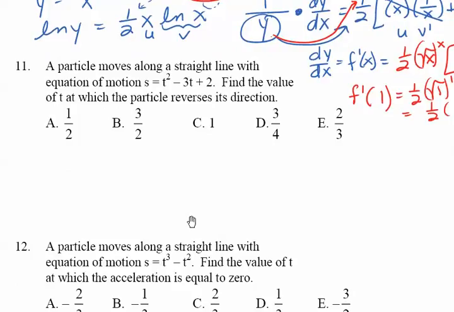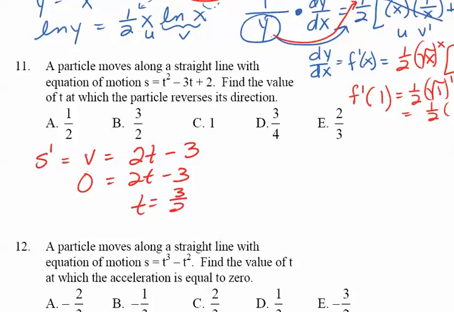A particle moves along a straight line with a position function of s. Find the value of t at which the particle reverses its direction. So it can only reverse directions when its velocity is equal to 0. So let's find the derivative of position. So it can only change directions at a critical number, and that would be when the velocity is equal to 0. So this would be at time 3/2. And you can double check, look at your velocity function, check it out here.